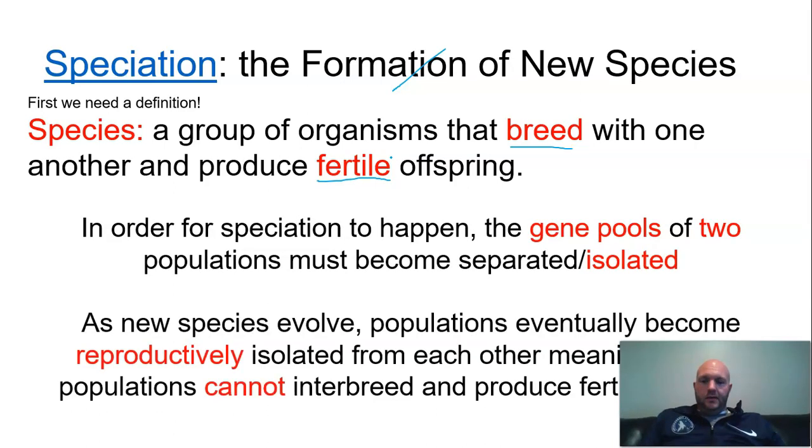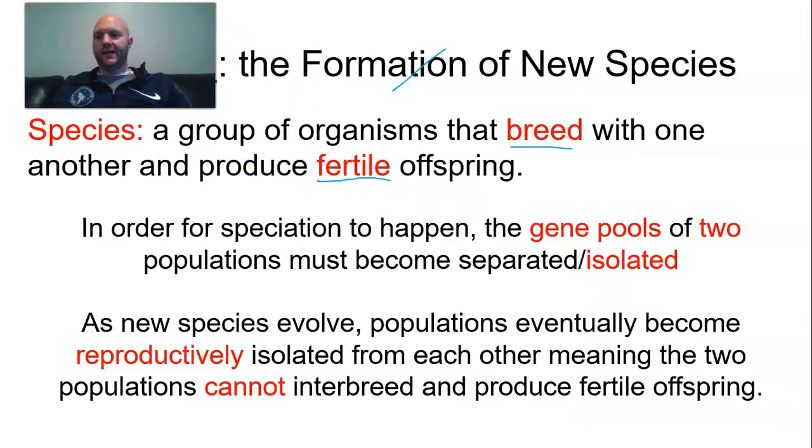For speciation to happen, you have to be able to then be separate and isolated from each other. You can do that reproductively, or you can do that because you can't physically get to each other. So again, to be species, you need those two gene pools, populations, to become separated from each other.